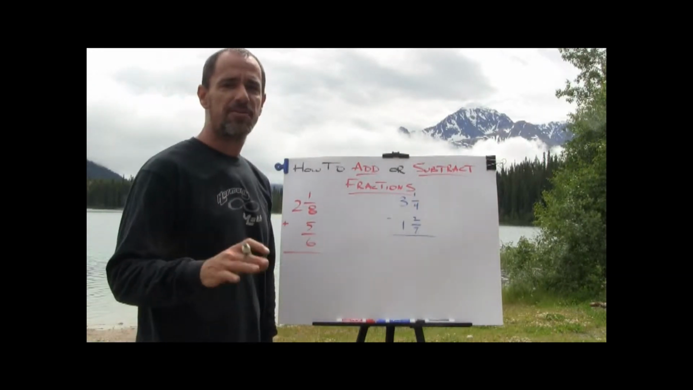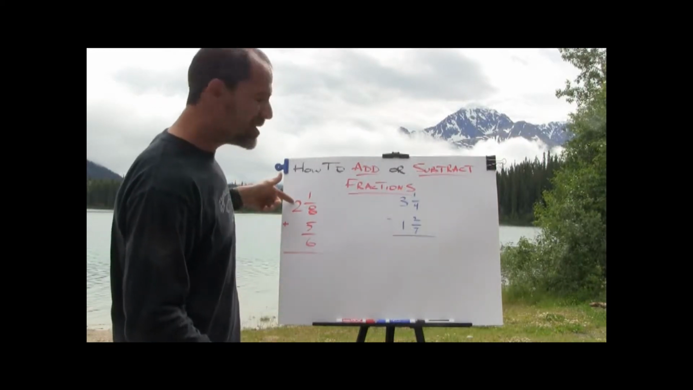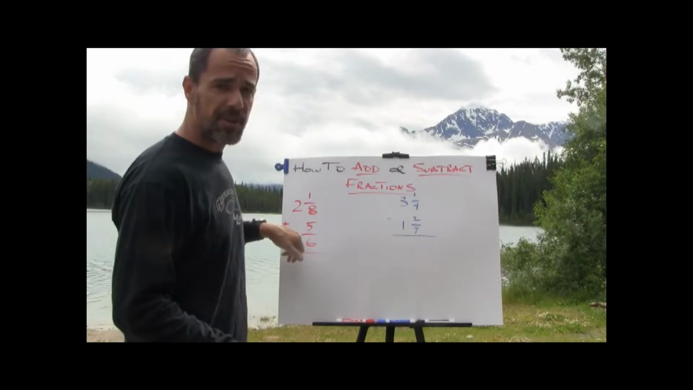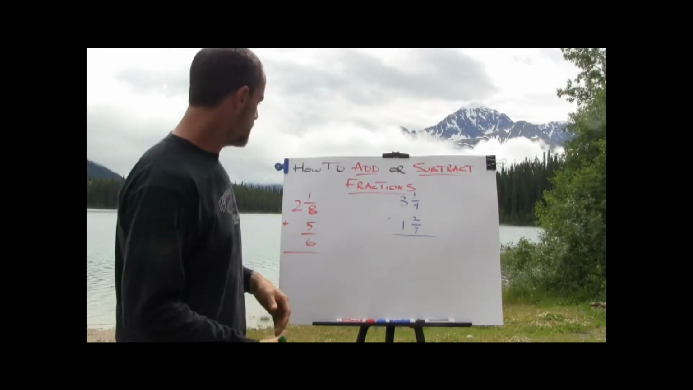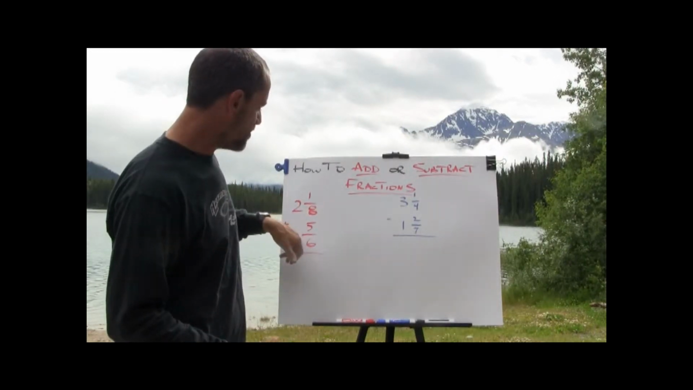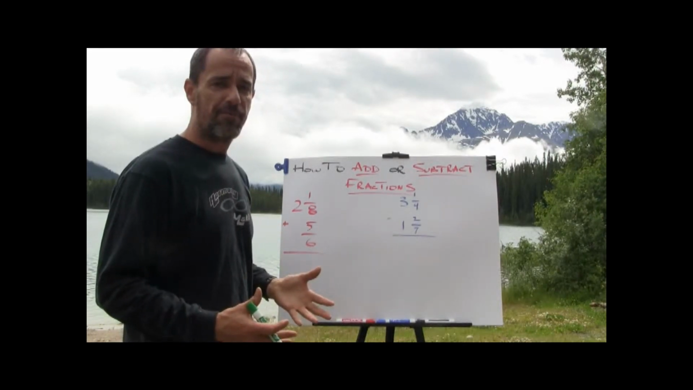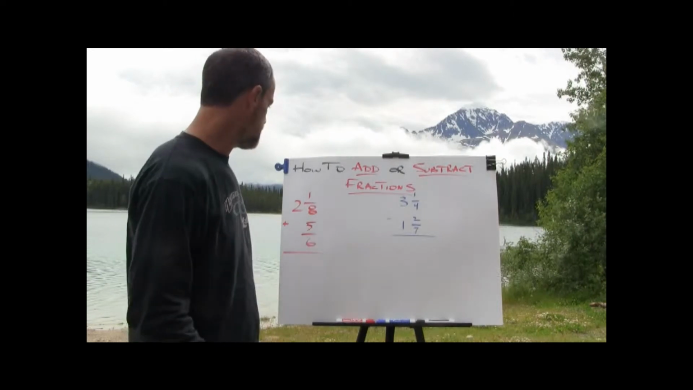Before we get started, let's do a little estimation. If you had 2 1/8 pizza, you'd have basically 2 pizzas. If you had 5/6 of a pizza, you'd basically have 1 pizza. So about 2 pizzas plus about 1 pizza. Our answer should be somewhere in the ballpark of about 3. So let's just keep that in the back of our minds.